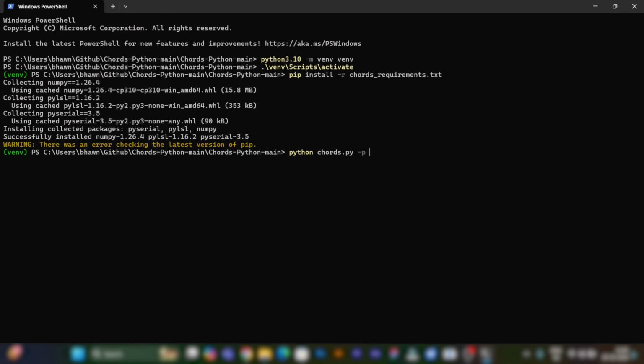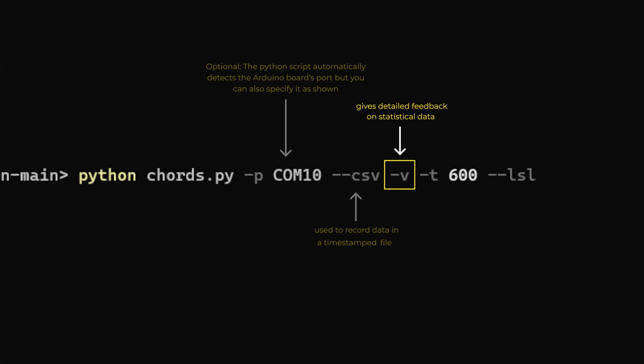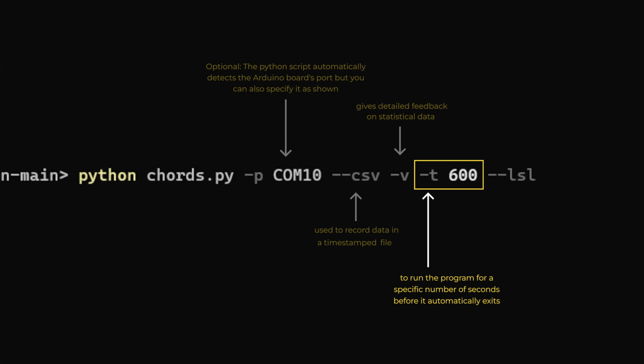To use it with the hardware, you can use the command shown on the screen to start CSV recording and LSL stream for 10 minutes. Here the -csv flag is used to record data in a timestamped file for later analysis. The -v option gives detailed feedback on statistical data. The -t option is to run the program for a specific number of seconds before it automatically exits. We are using -t 600 to run the program for 600 seconds. The -lsl flag starts the LSL stream.